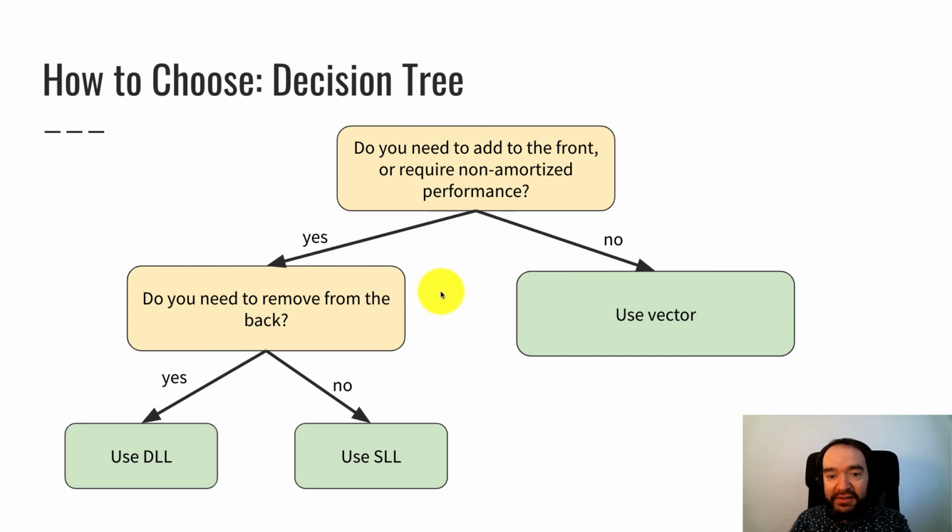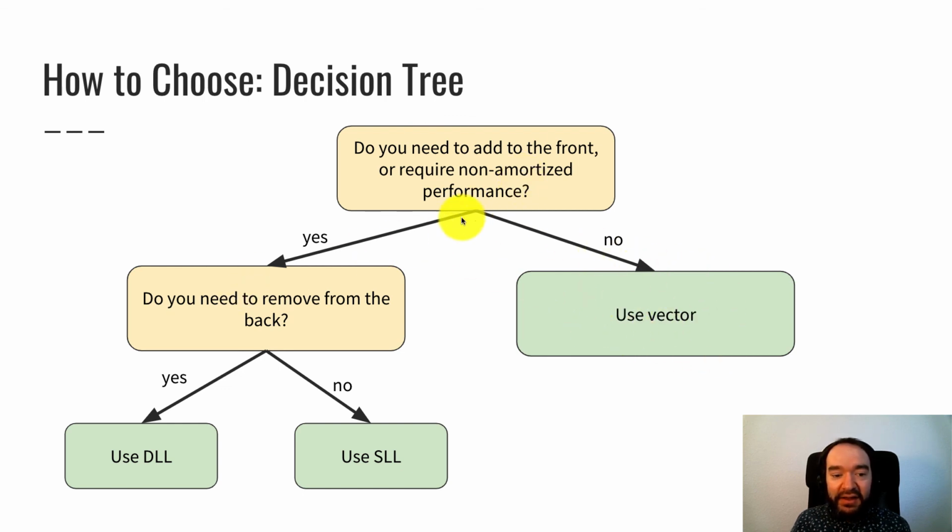So here it is. This decision tree summarizes all of this information. There's a lot of facts and figures there, but it ended up being a relatively straightforward decision process. First off, I would say, do you need to add to the front? If not, use a vector. Do you require non-amortized performance? Are you in one of those real-time computing situations where occasional slowdowns are completely unacceptable? If you don't require that, then no, use a vector. So this is why vector is your default choice.